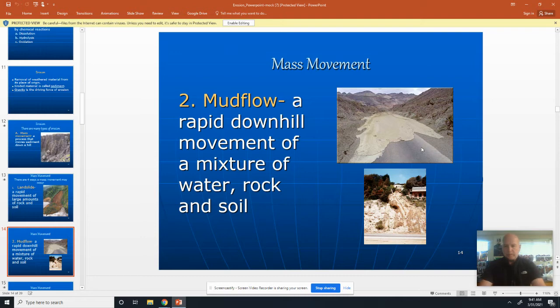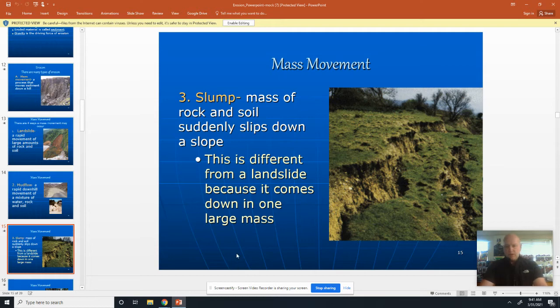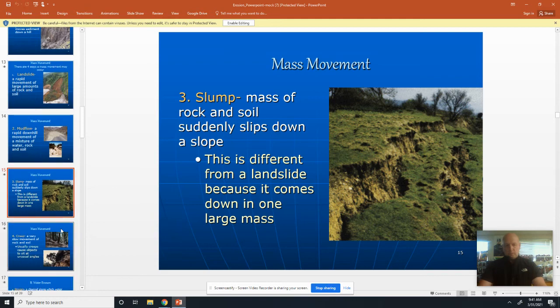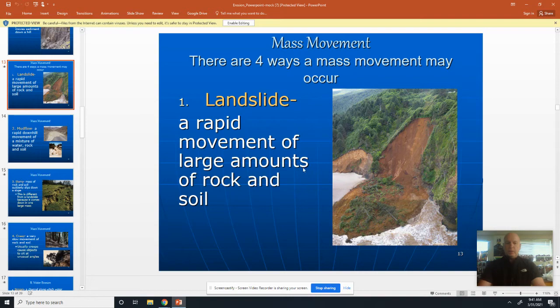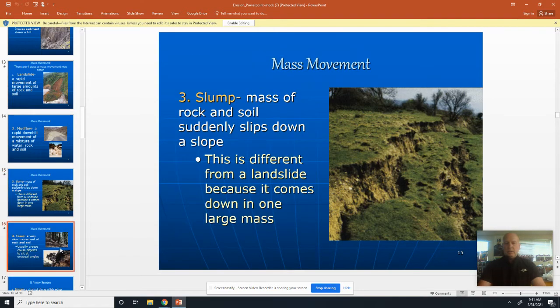You have a mud flow. Here's a mud flow where it becomes so saturated with water that same hillside like this comes down as mud flow and water. And then you have a slump where you have a massive piece breaks off and slides down in one whole sheet. And it says that a rock and soil suddenly slips down a slope. This is different from a landslide because it comes down in one large mass. So this piece right here could be slid back up into its place. Not that it ever would, but it's different than this slide right here where you definitely couldn't move that back up.